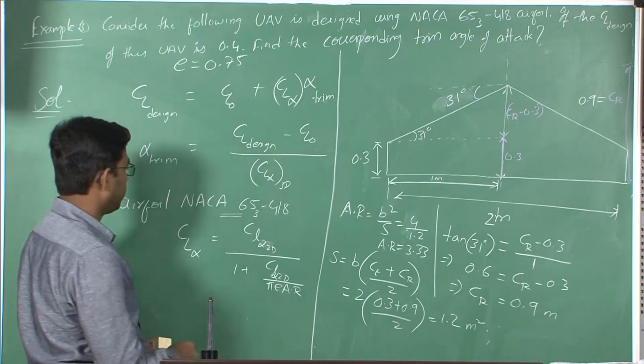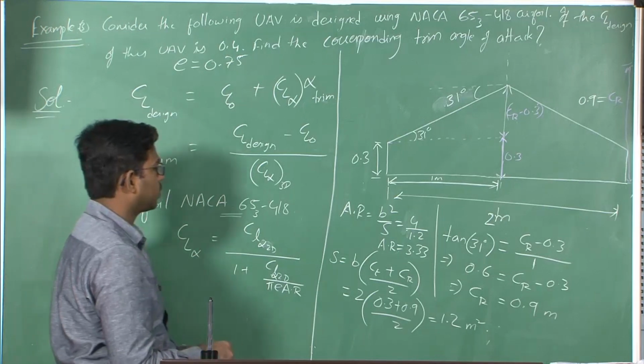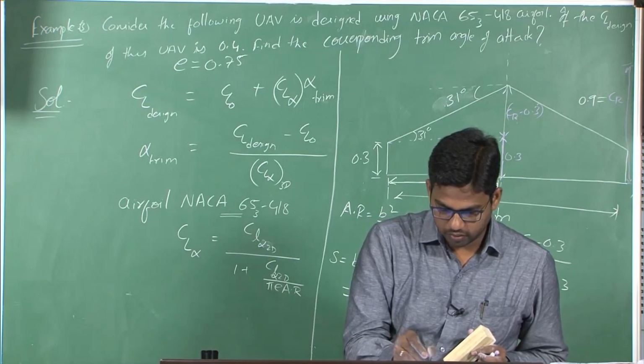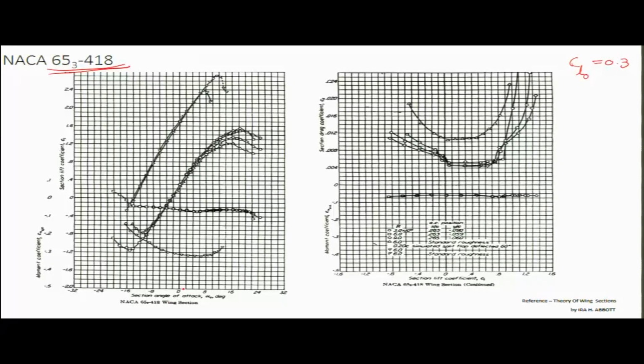Now, let us go back to this aerofoil data, NACA 653418. So this is the airfoil. We can see here the variation of lift coefficient with angle of attack, as well as pitching moment coefficient with angle of attack, and this particular plot represents the drag polar, and this is Cm versus Cl about c by 4, or the aerodynamic center. This is about c by 4.